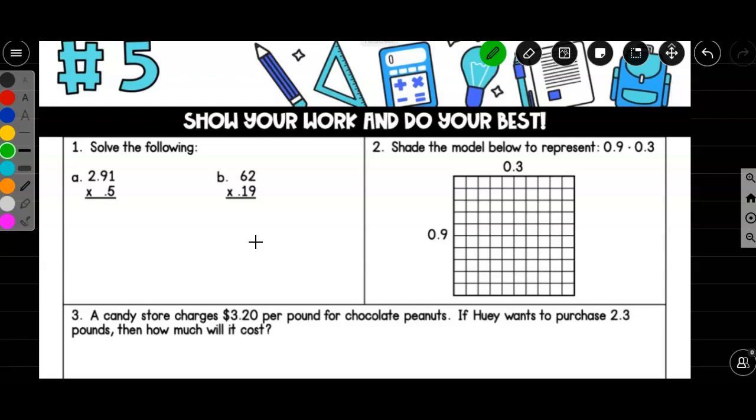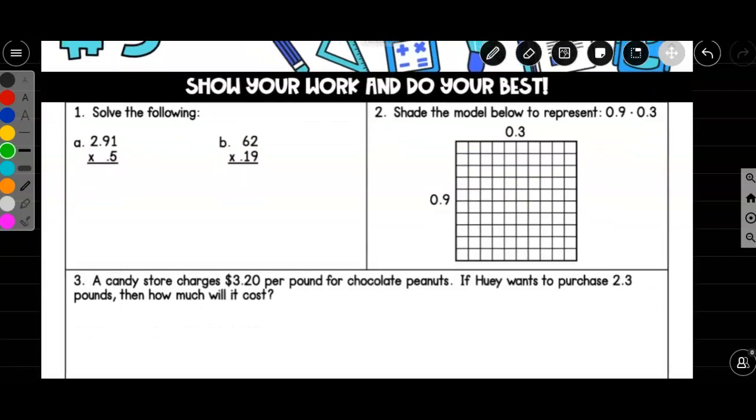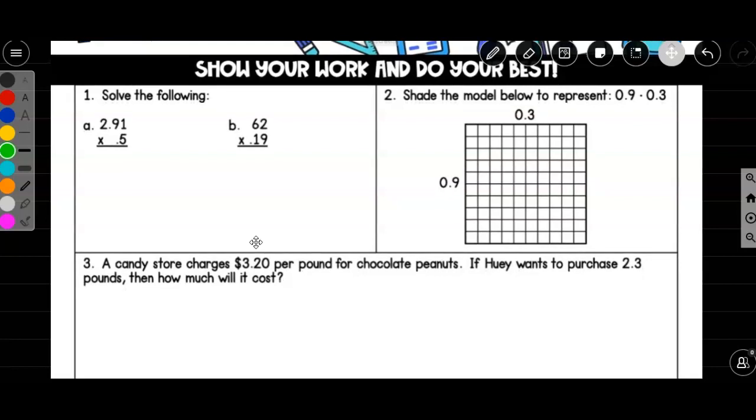Okay, so here is Spiral Review 5, and we are going to get right to it. So let's look at numbers 1 and 2, and this is something we've been reviewing this week and last week. So multiplying decimals, something we really need to know, multiplying rational numbers. So write these two problems down, go ahead and give them a shot, and pause the video and then come back to check.